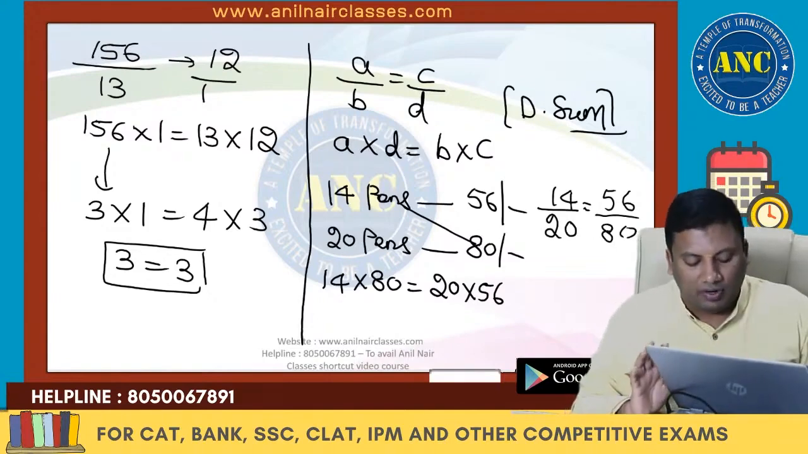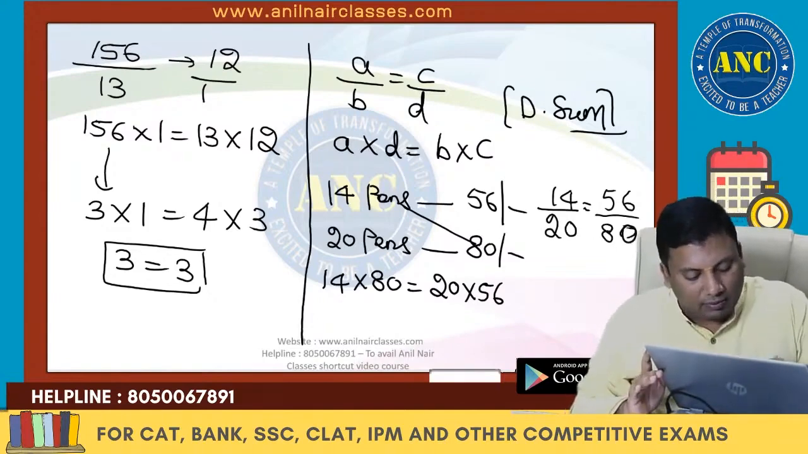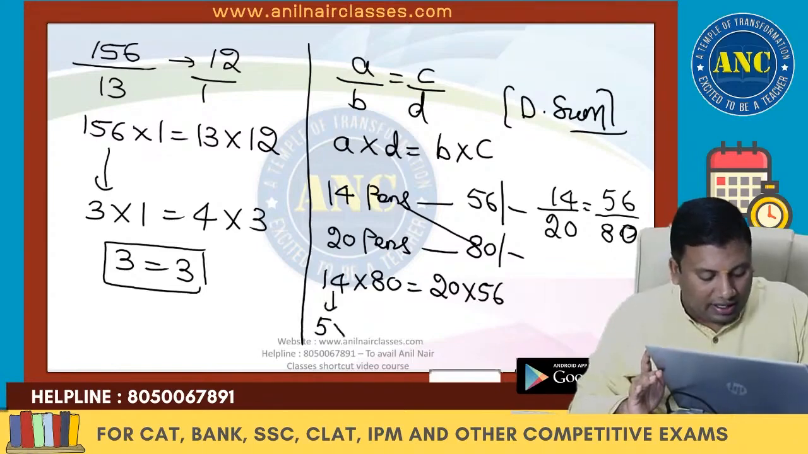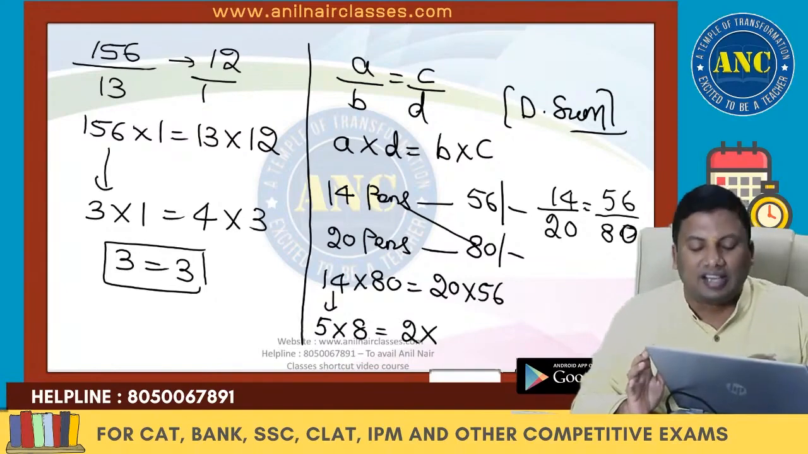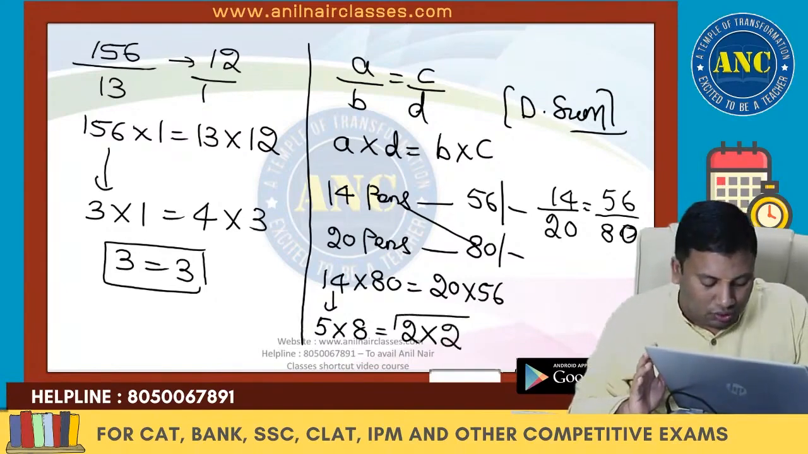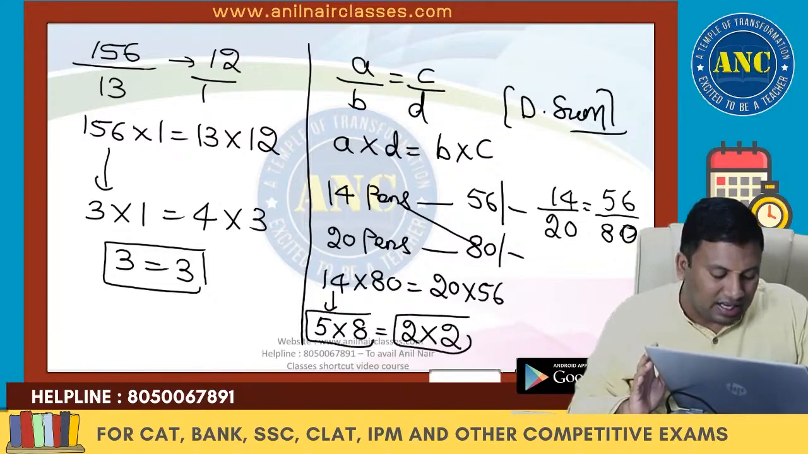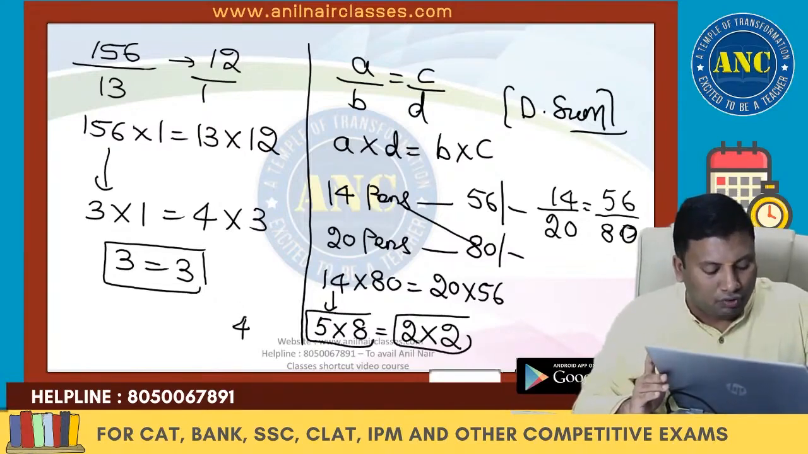1 is to 4, 1 is to 4. Use the digital sum. 1 plus 4, 5. It is into 8. 2 into 5 plus 6, 11. 11 gives 2. 2 2s are 4. 5 8s are 40. 4 equivalent to 4. The digital sum is matching.